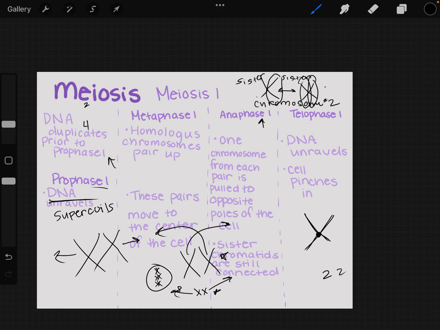Independent assortment is due to the random orientation of pairs of homologous chromosomes in meiosis I. Random orientation is just how they're pulled in different directions, right? That's called the random orientation.